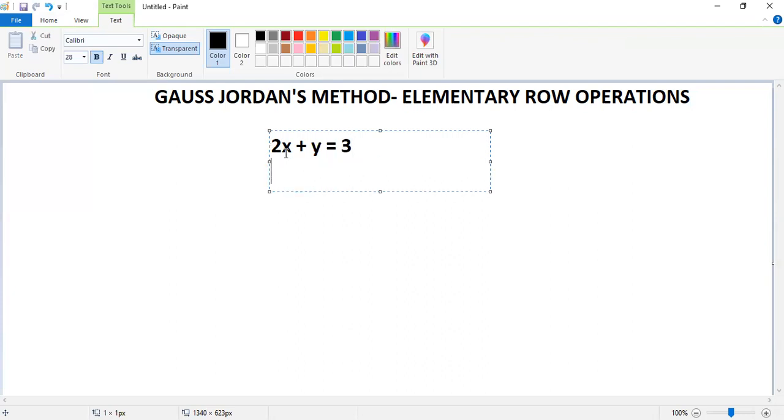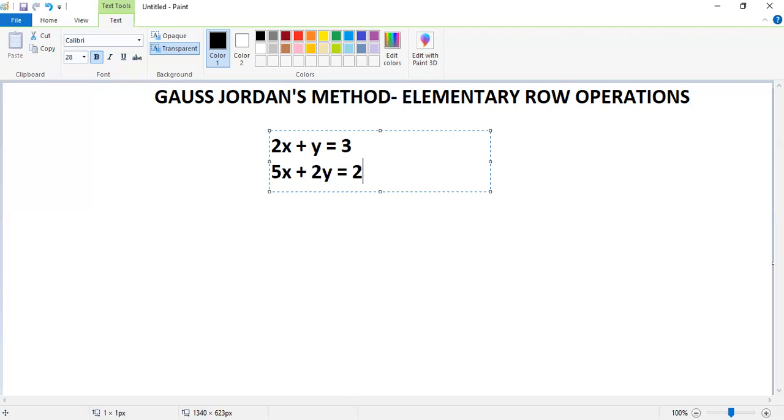So if I add, say, 5x plus 2y is equal to 2, then this becomes a system or a set of linear equations. So in this video, we are going to learn how to use the Gauss-Jordan's method to solve these systems of linear equations and derive the values for the unknowns, that's x and y. So under this method, we have the elementary row operations.